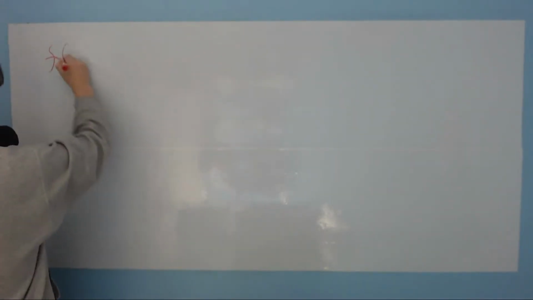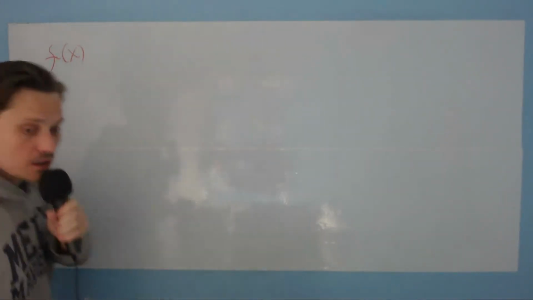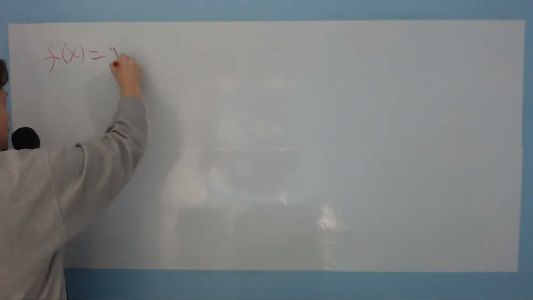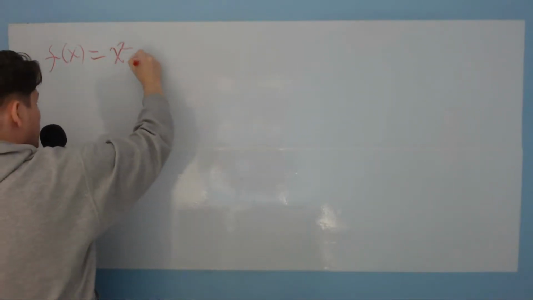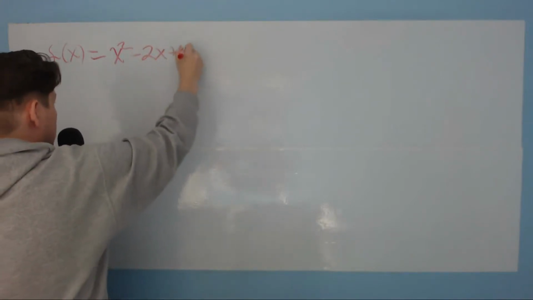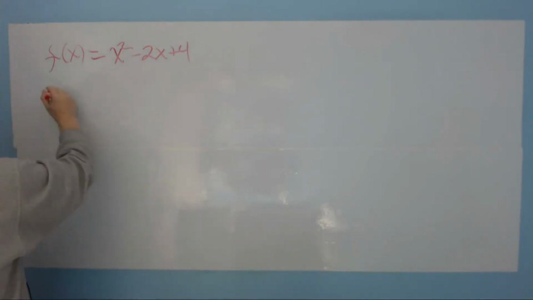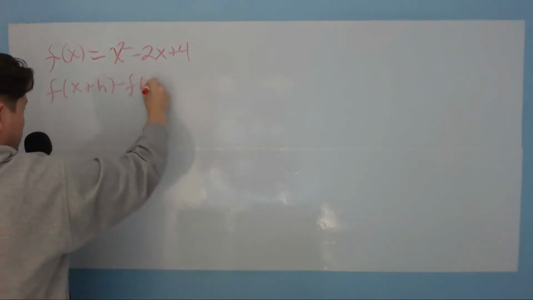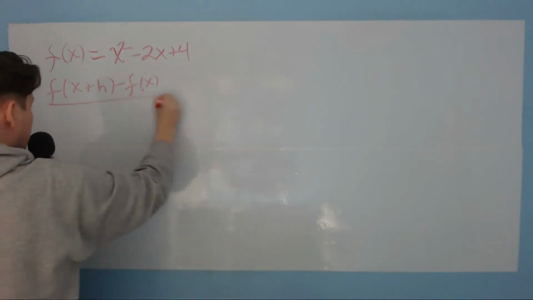This one, let's take a look at finding the difference quotient for a quadratic function. So let's just make one up. I'm going to say here that f of x equals, for example, x squared minus 2x plus 4. So we are finding this quantity, f of x plus h minus f of x, divided by h.